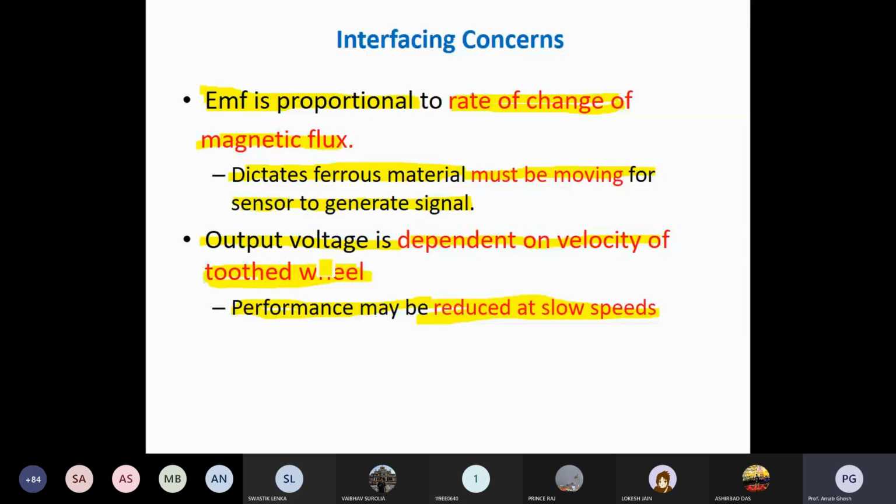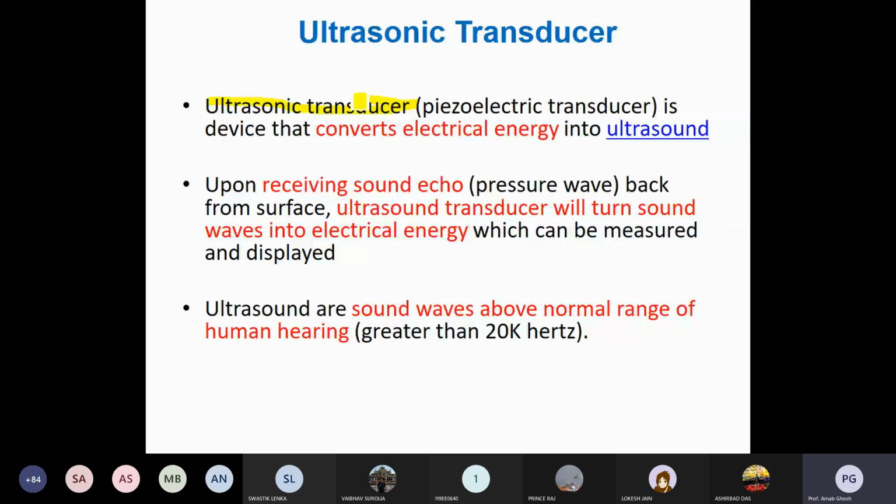Then the next type of transducer is the ultrasonic transducer, which is basically based on sound waves. The piezoelectric transducer is a device to convert electrical energy into ultrasound. Upon receiving the sound echo, a pressure wave will be there. So you can see the ultrasound sensor is an example of a piezoelectric sensor, and you will get that electrical output.